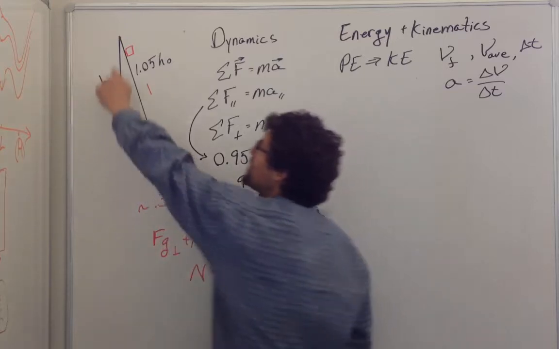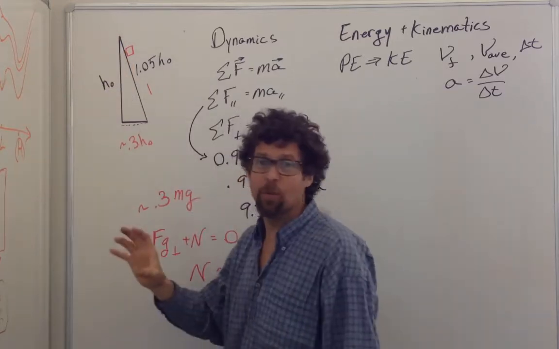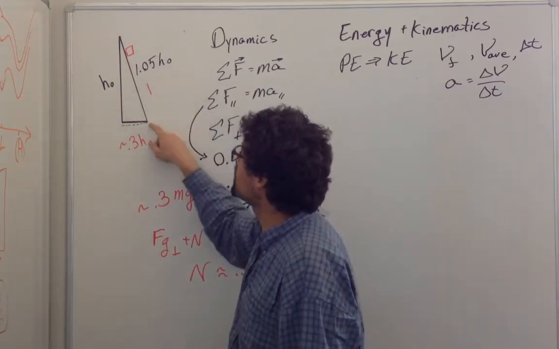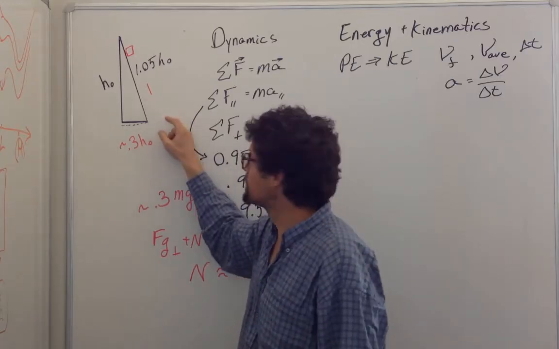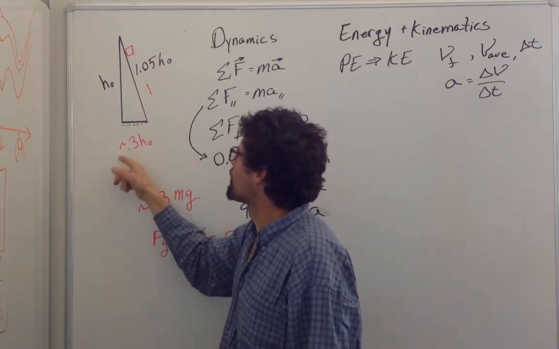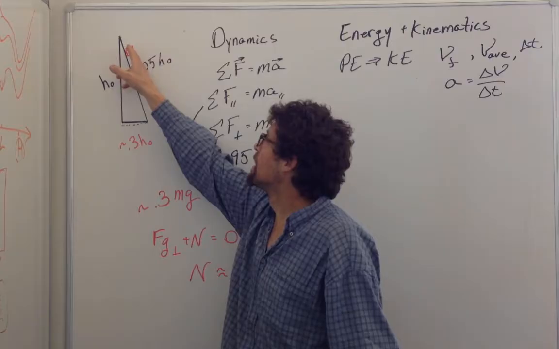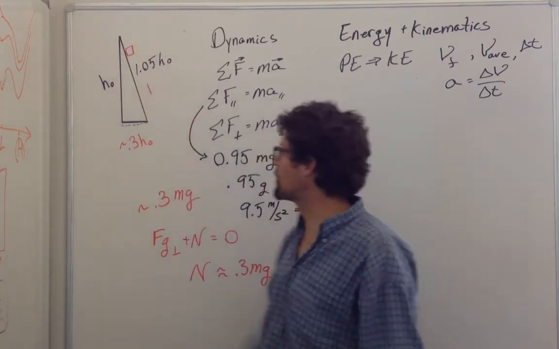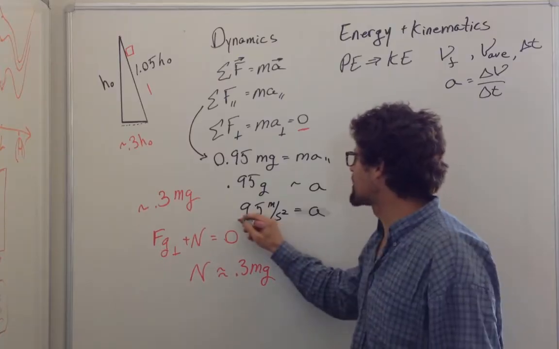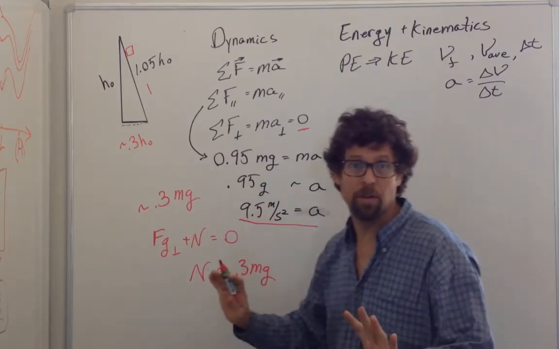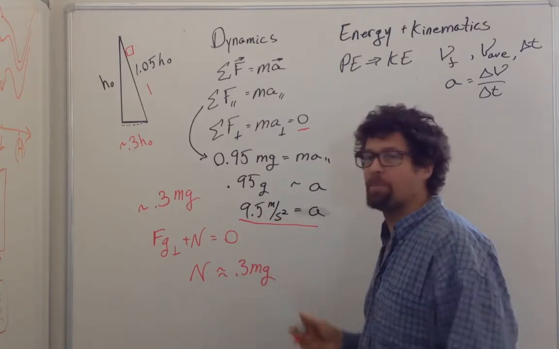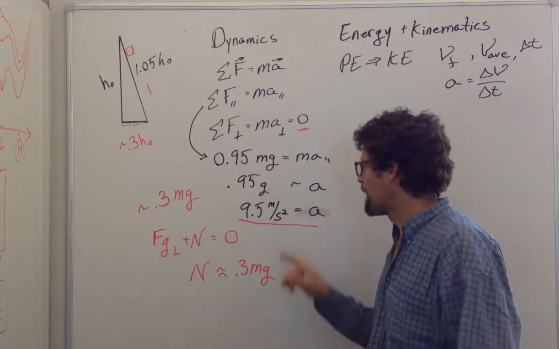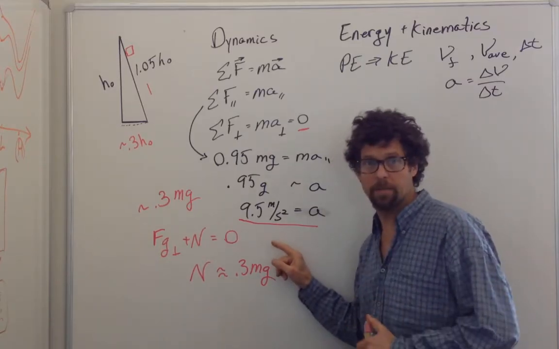Now we keep in mind if this is h naught, and if you're careful with the measurement, you'll see that this is only about 5% longer. And down here is about 30% h naught. As you split the force of gravity into the parallel and perpendicular components, you'll find that the acceleration downward in a frictionless environment is about 9.5 meters per second squared. Don't believe me, check it.